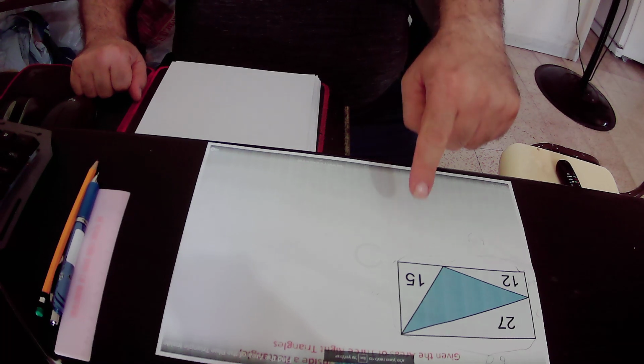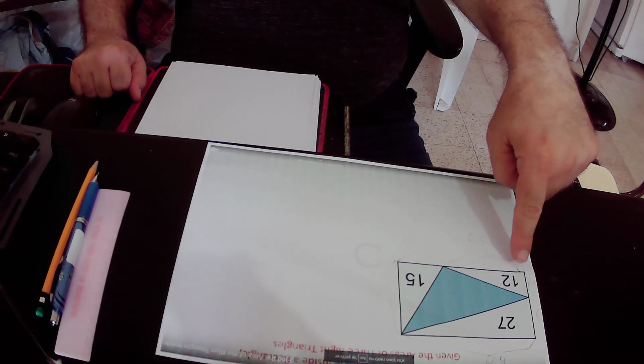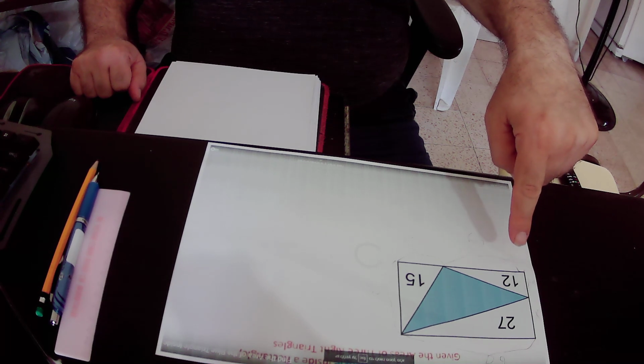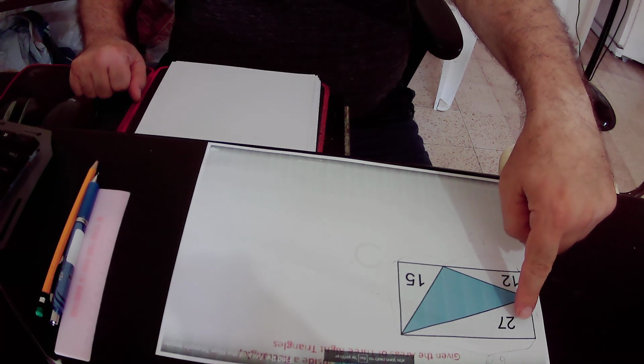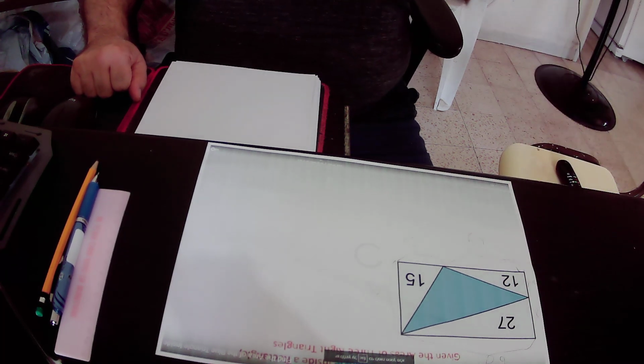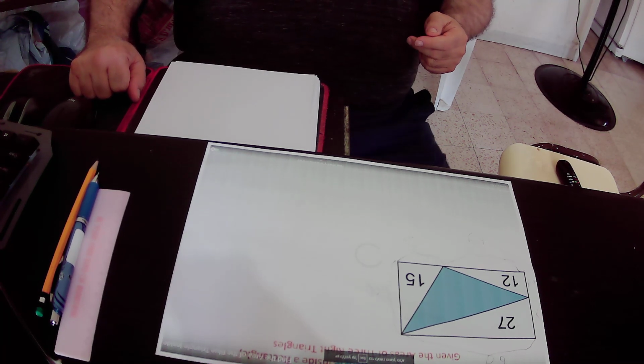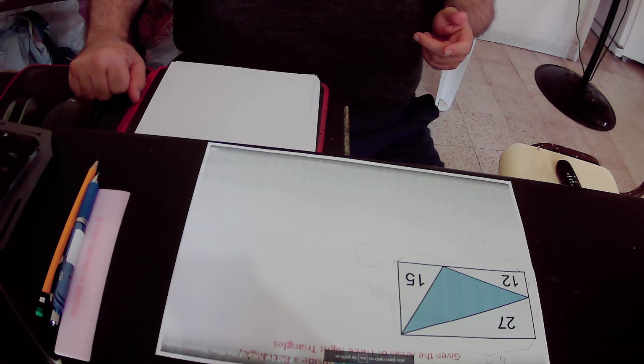The area of this triangle is 15 units, the area of this right triangle is 12 units, and the area of this right triangle is 27 units. So we can use that in order to find the area of the blue triangle.